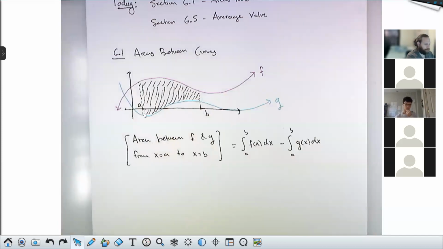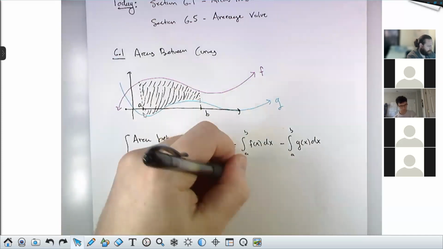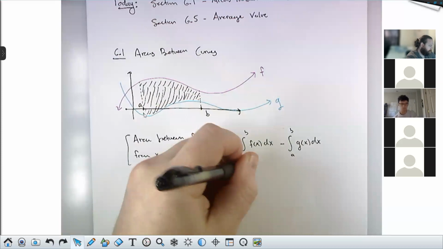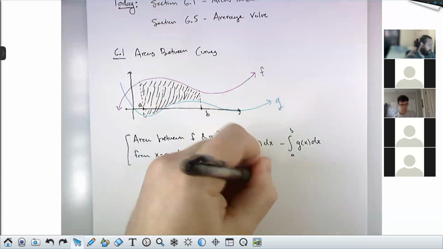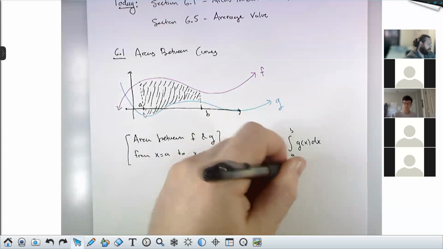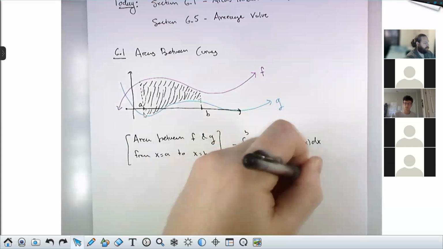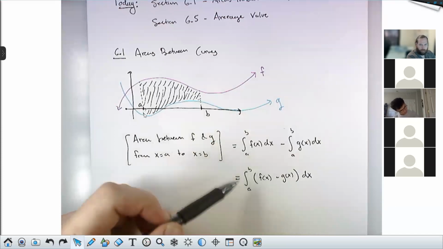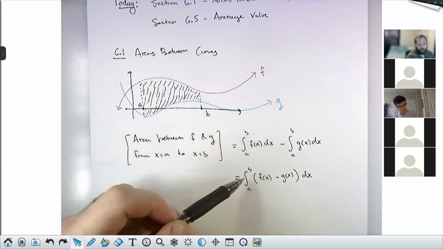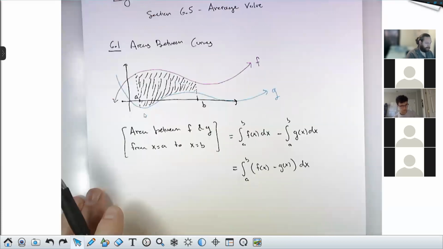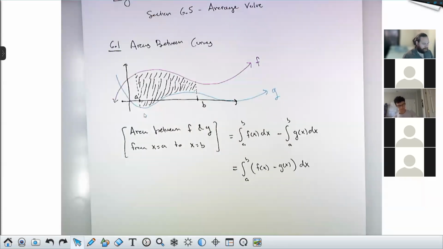And then using the properties of the definite integral, I can combine these into one integral. That's the integral from a to b of f of x minus g of x dx, right? Just like you can split an integral up into two, you can combine two integrals like these into one. And the way people normally think of this is as the upper function minus the lower function.